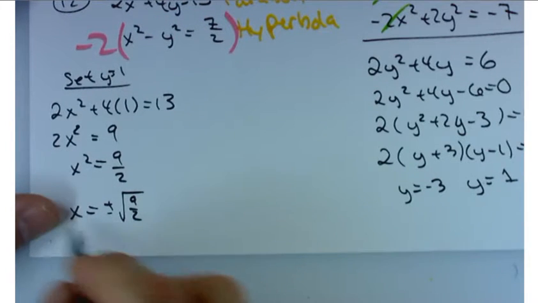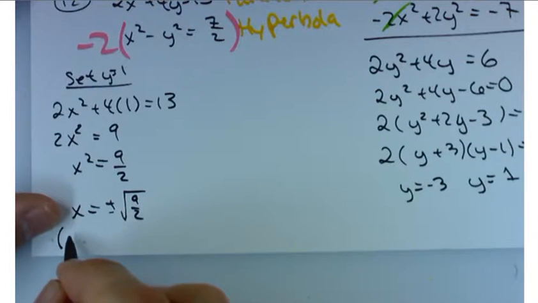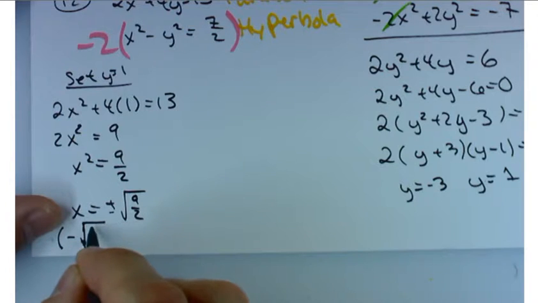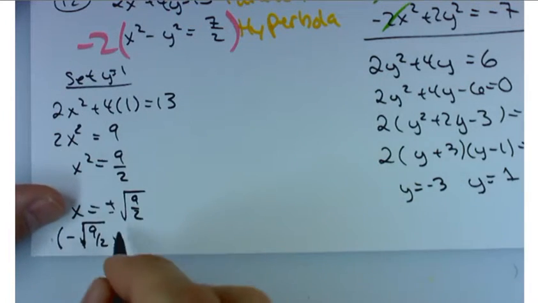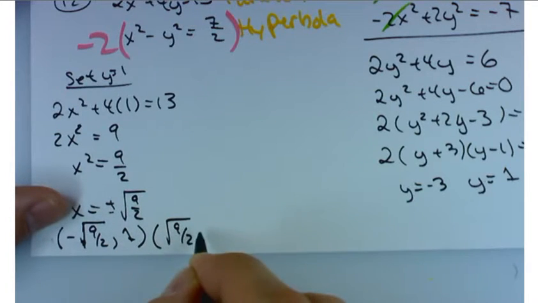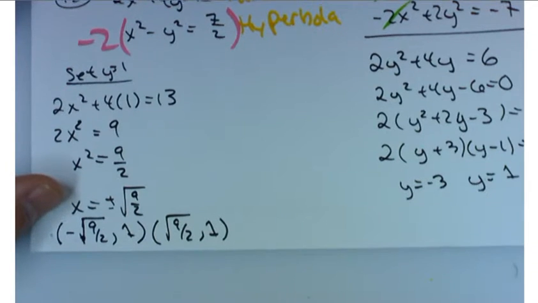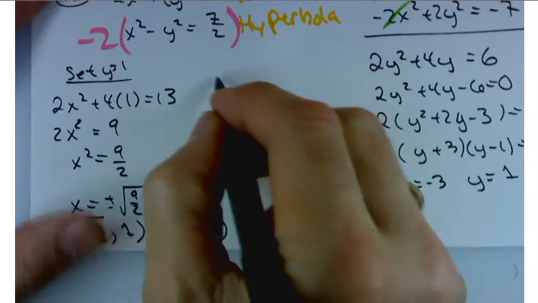Now, what's that translate to in terms of coordinate pairs? I'll have one at minus the square root of 9 over 2. And what do we use? We use y equals 1. And then positive the square root of 9 over 2 and 1. Now, if the author saw me, he'd probably be cringing because I haven't rationalized the denominator here. All right, I'm not going to worry about that right now. Let's get the other solutions.